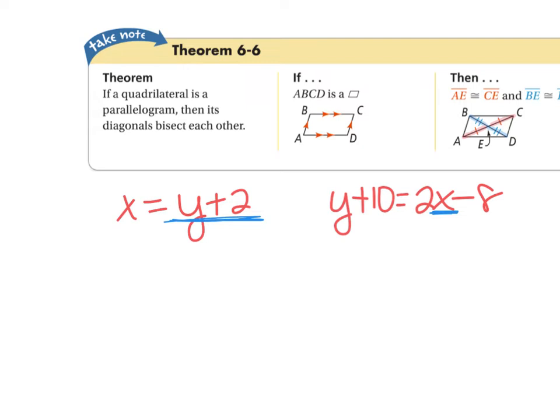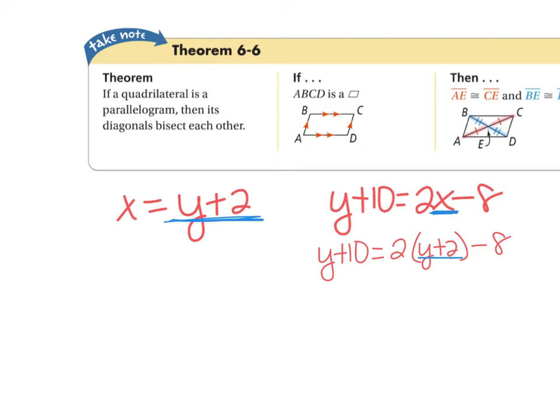Okay, so let's go ahead and write it out. That would be y plus 10 equals, now there's a 2 being multiplied by that x, so you have to put some parentheses there. So 2 times all of that stuff, so y plus 2, minus 8. So that's the part that I plugged in right there. Okay, so now we have an equation with just y's in it. Good, that's what we need to do. Now we can solve for y.